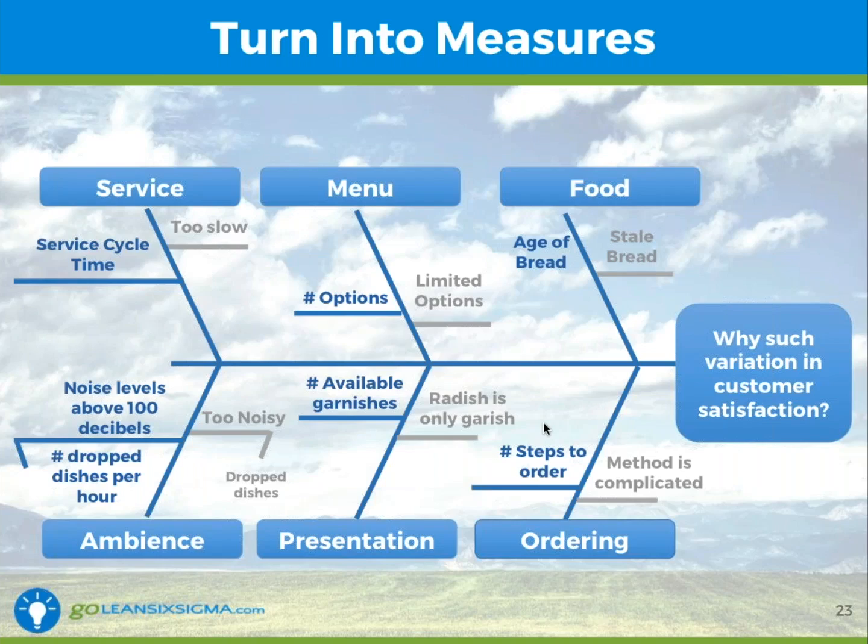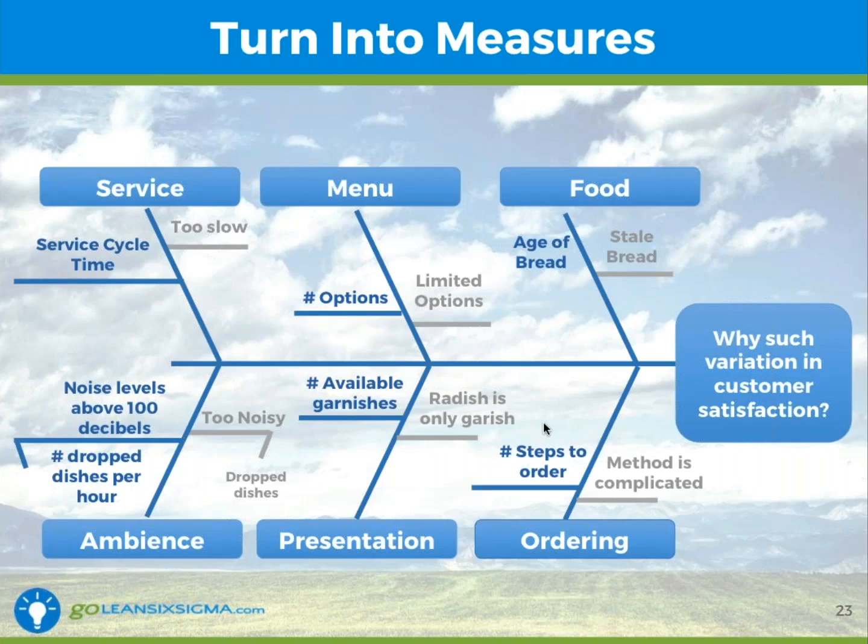Or instead of saying limited options, we'll say the number of options is somehow correlated with the customer satisfaction, right? Stale bread becomes age of bread. Too noisy becomes the noise levels above 100 decibels, and they thought that was because of all the dropped dishes. Well, you can count the number of dropped dishes per hour. Just get somebody out there on the floor listening for the crashes. So this is starting to make the relationship between the X's and the Y's much clearer. And it pulls us closer to testing our theories by using these measures.